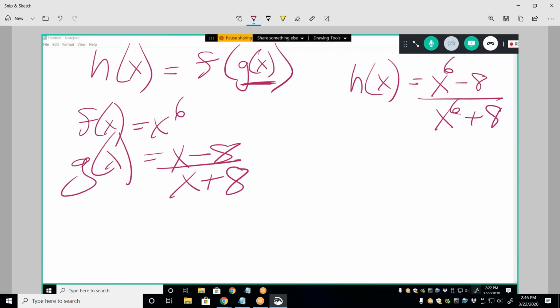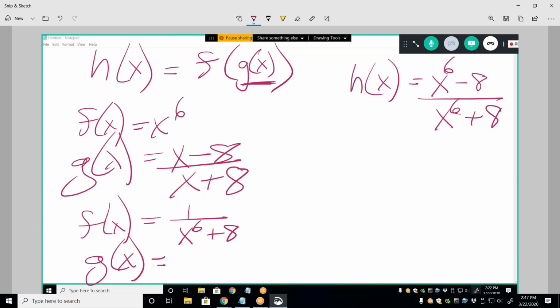No, it isn't. Keep going. So then B would be f of x equals 1 over x to the sixth plus 8, and then g of x equals x to the sixth minus 8. Let's see if that one works. So f of x to the sixth minus 8 is not going to work because I'm going to plug it in and I'm going to get x to the 36th. What are your other two answers?